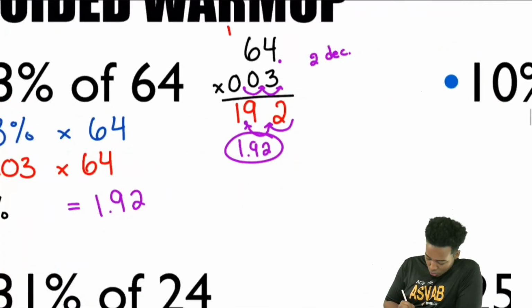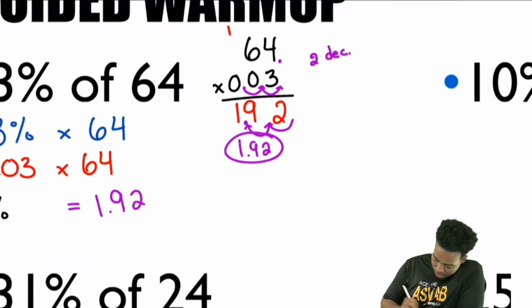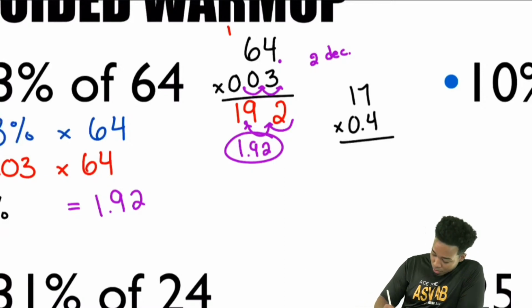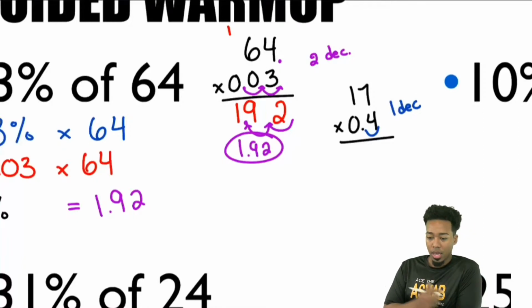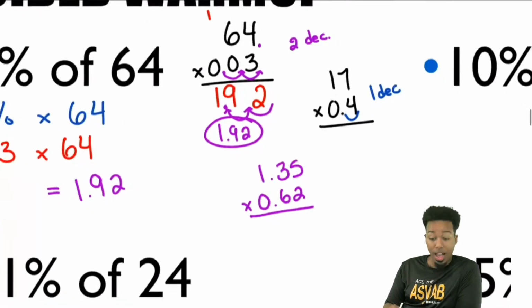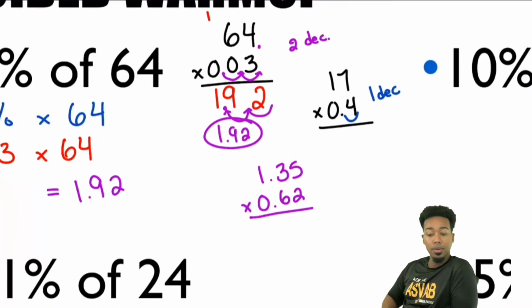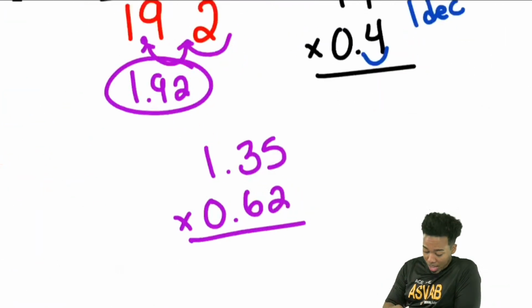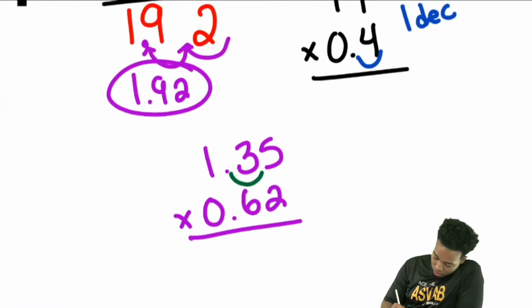For example, if I showed you this, if I said, hey, 17 times 0.4, if we have that, we're only moving 1 decimal place. Only just 1. If you look at another example and I say, hey, we have 1.35 times 0.62. Everyone, how many times are we moving the decimal place here? Exactly, 4 total times, because what we have here, my party people, is 1, 2, 3, 4. And that would be 4 decimal places.